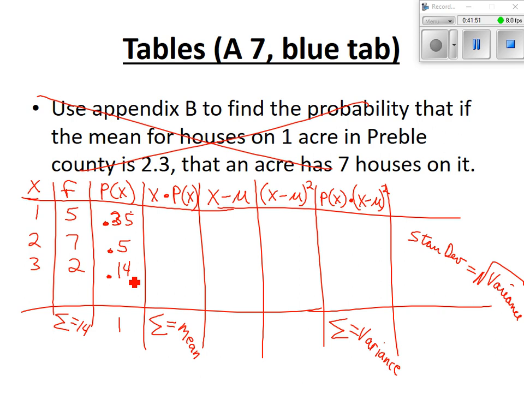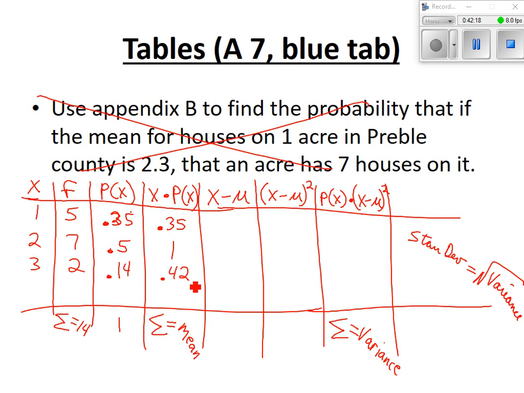Ours don't. Ours adds up to 0.99. Is that all right? Yeah, it's probably pretty close. You might want to be a little more precise, but we're not going to. Then our next step, we're going to take this column times this column. 1 times 0.35 is 0.35. 2 times 0.5 is 1. 3 times 0.14 is 0.42.